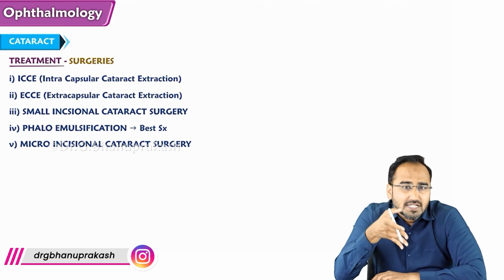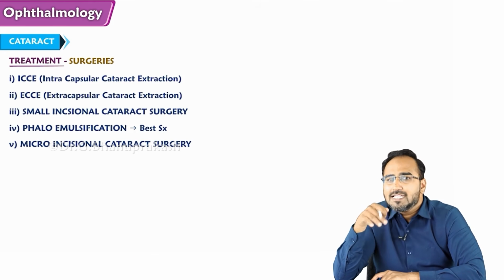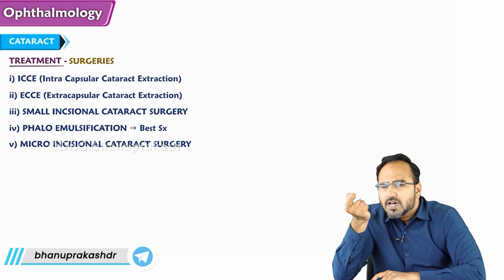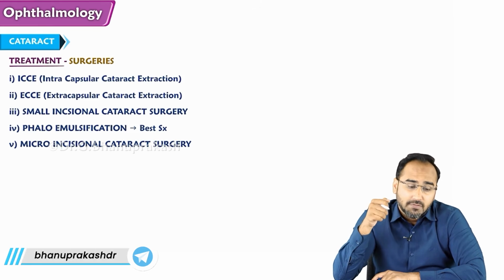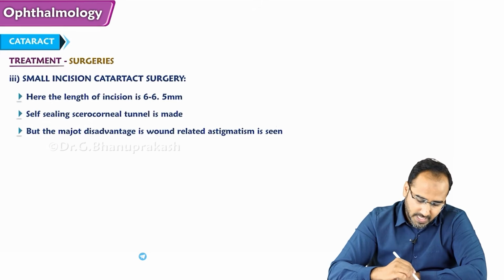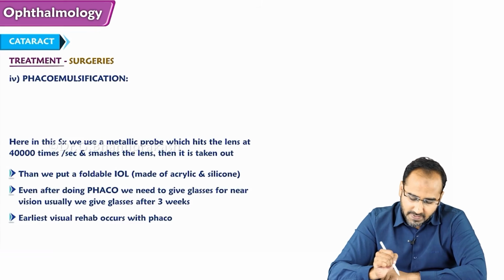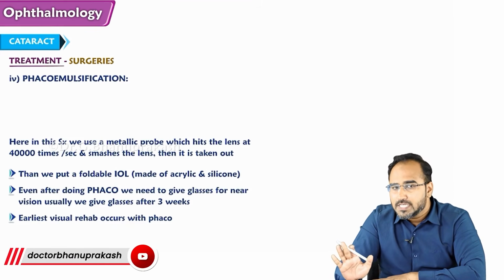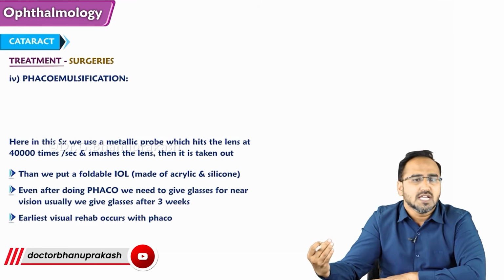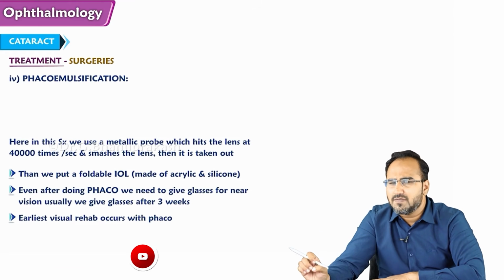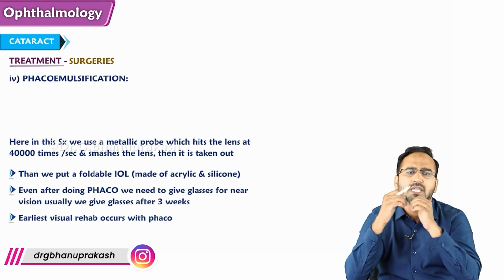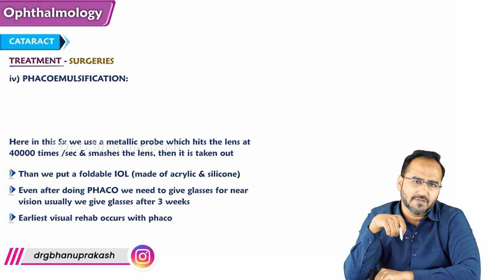But after this small incisional also, again the surgeons became more sophisticated, thinking like 6 mm is also very high. We'll go for a more small incision. Then they came up with the next surgery, which is called as what, guys? Phacoemulsification. So after ECCE plus PCIOL, the surgeon became more sophisticated. They went into the SICS. What is SICS? Small incisional cataract surgery, where they used to give a 6 to 6.5 mm incision on the sclerocorneal junction, and then they used to remove the lens from that junction.